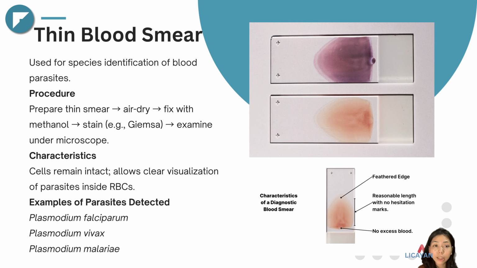Because here red blood cells remain intact, we can observe parasites inside them, such as different species of malaria. This is actually the gold standard for identifying which specific species of malaria is infecting the host. It is very common in Plasmodium species like Plasmodium falciparum, vivax, and malariae.